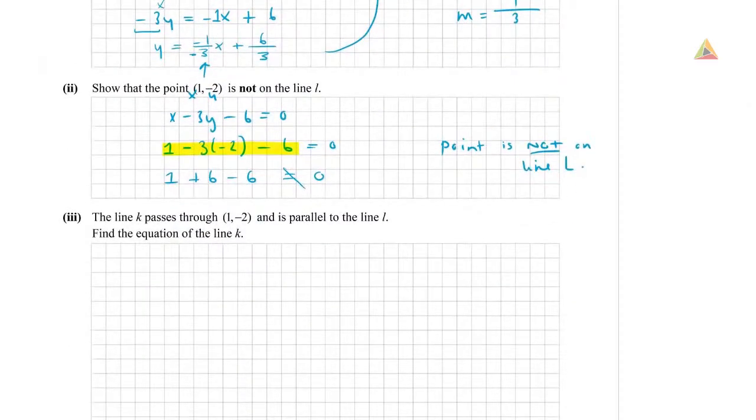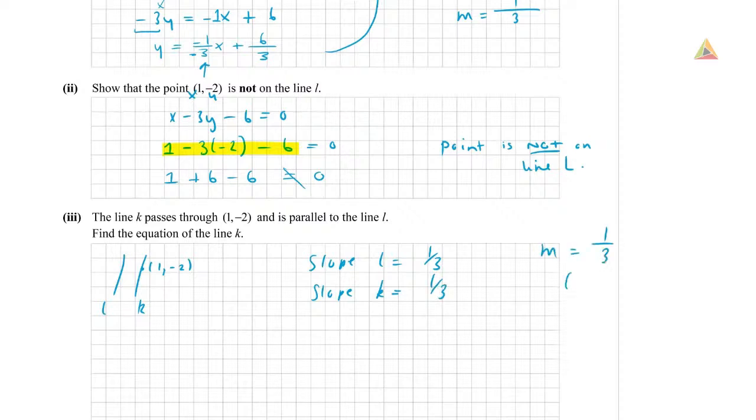The line K passes through 1 and minus 2 and is parallel to the line L. Okay, I'm going to draw these two lines. We're going to call this L and we're going to call this K. The line K passes through the points. One of the points is 1 and minus 2 and is parallel to the line L, which means it has the same slope. So if the slope of L is 1 over 3, then the slope of K is going to also be 1 over 3. So m is 1 over 3.